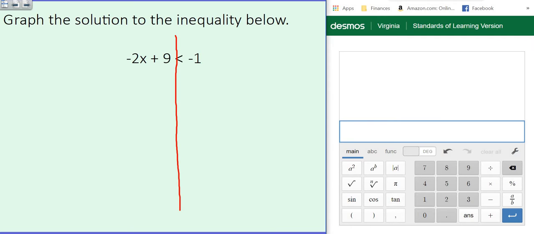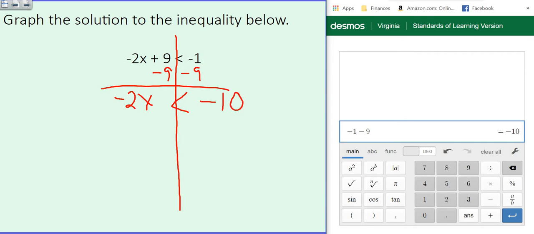So we're going to start over here on the left side where the variable is, and we're going to get rid of that 9 on each side. So I'm going to bring down my negative 2x less than, and then I'm going to use my calculator because so many of you aren't using your calculators and you're making silly mistakes. So negative 1 minus 9 is negative 10.